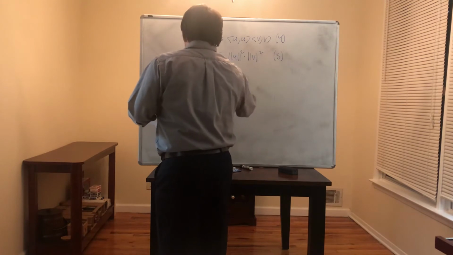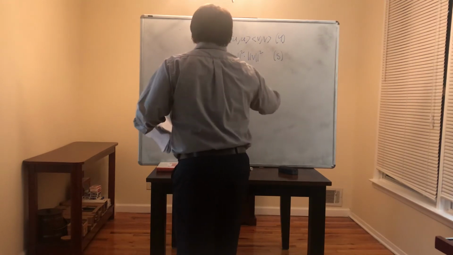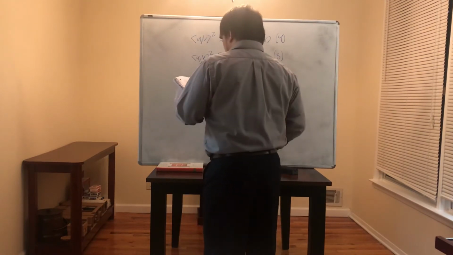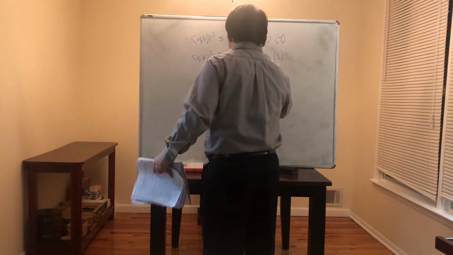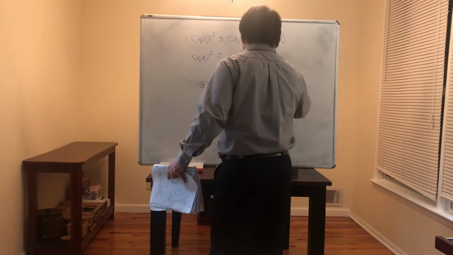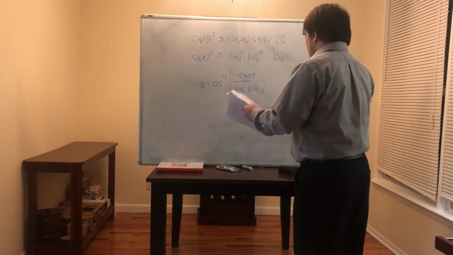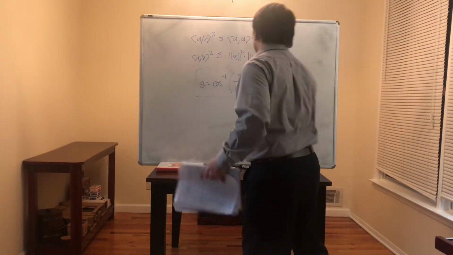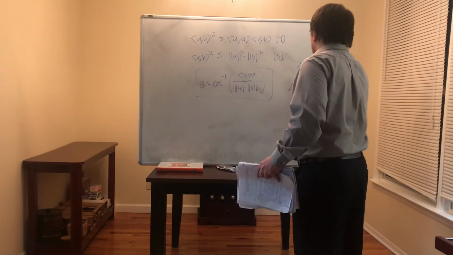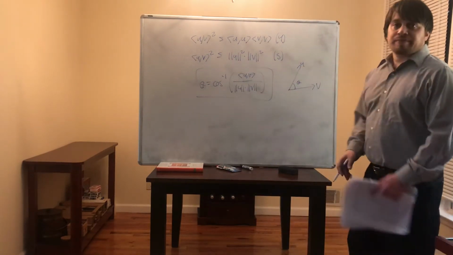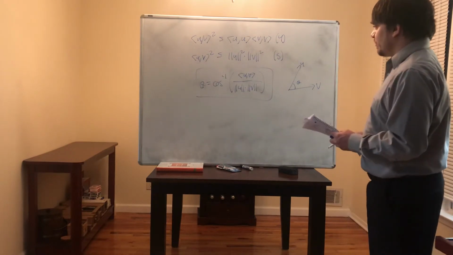So here theta, which is cosine inverse of the inner product between u and v divided by the norm of u times the norm of v, is the angle between u and v. So if you have a vector u and a vector v, then theta is the angle between them. Okay, that's this theta.